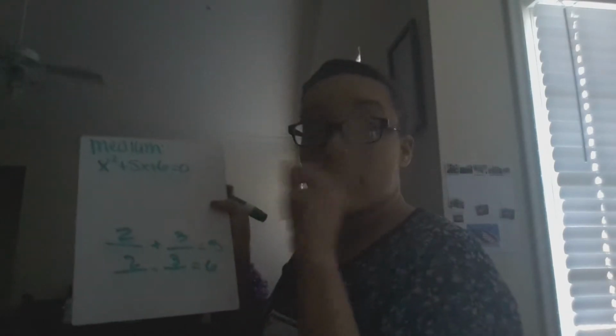So if you think about it, what are two numbers that add to 5 and multiply to give you 6? 2 and 3. So what you're going to do is write 2 and then 3, because 2 plus 3 equals 5, and 2 times 3 gives you 6. So there's your answer. You're going to have x plus 2, then x plus 3, and you're going to set that equal to 0.